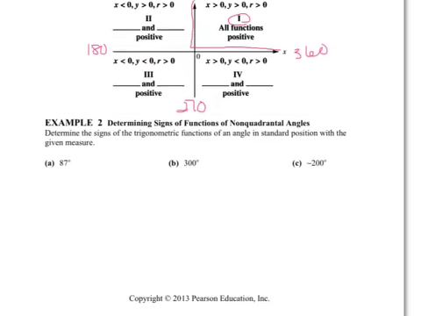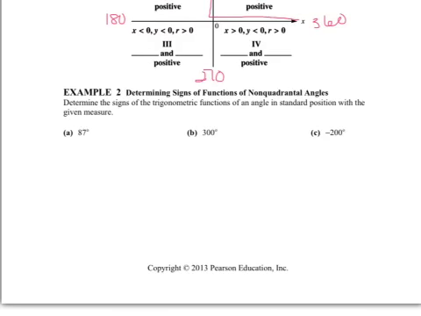As we go down to our examples here, it wants us to determine which quadrant angles are in, in standard position, with a given measure. So if I think about 87 degrees, approximately right here, that would be in quadrant 1.